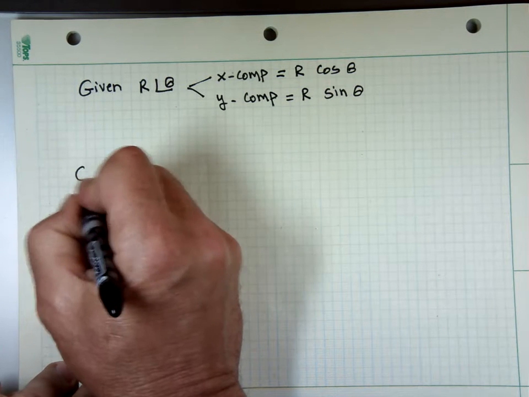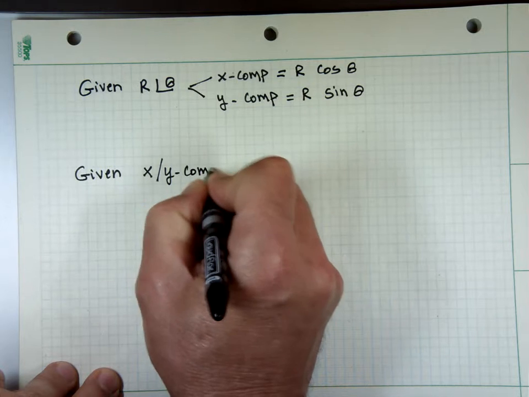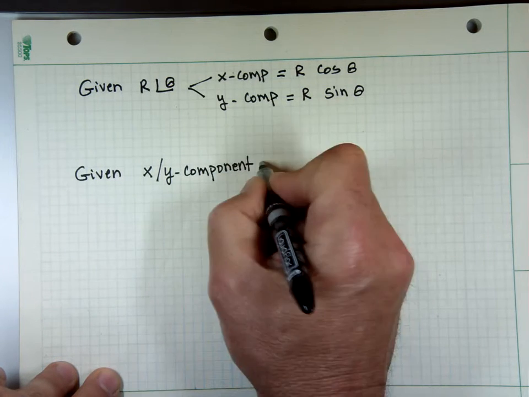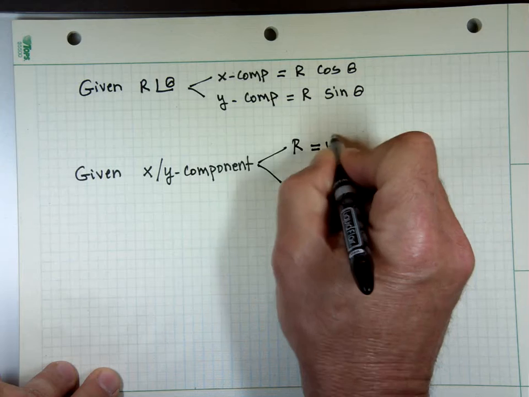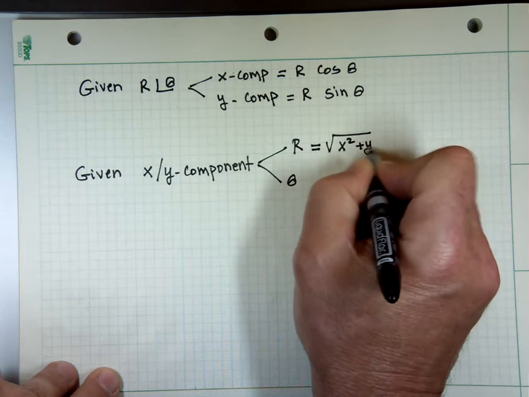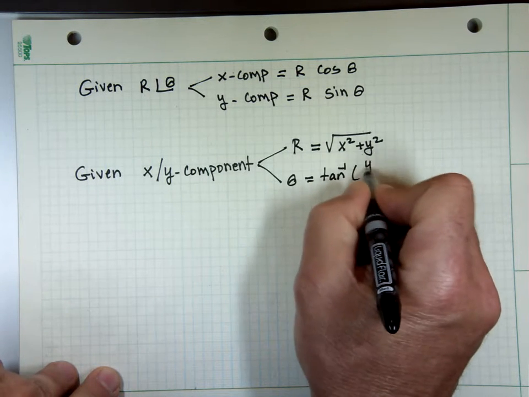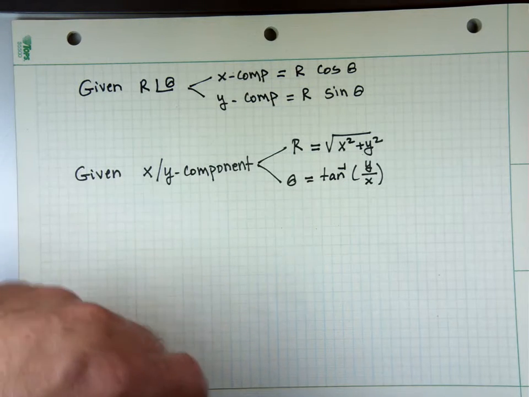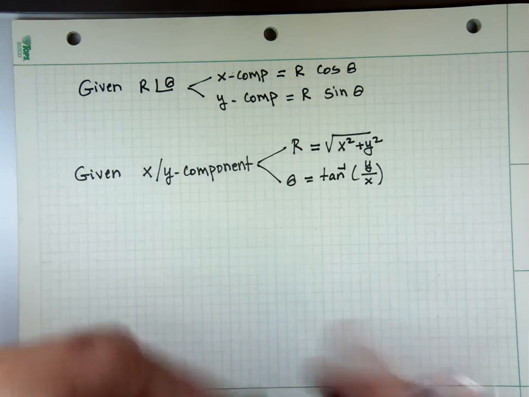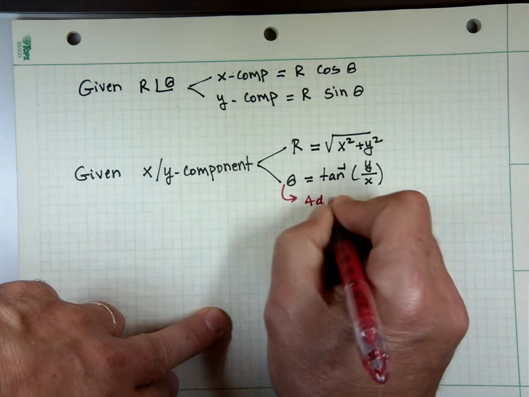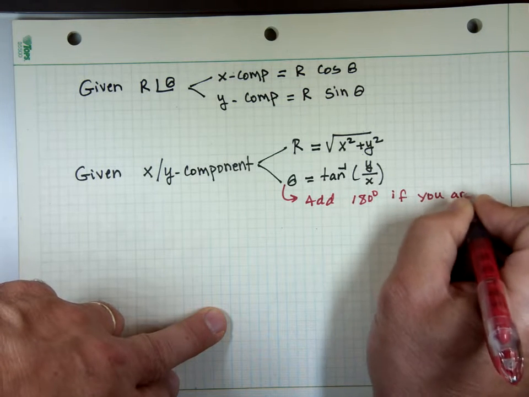If you are given the x and y components, you can find r and you can find theta. R is going to be the square root of x squared plus y squared. And theta will be the inverse tangent of y over x. The only time you have to make an adjustment to that, I'm going to put an asterisk right here: add 180 degrees if you are in the second or third quadrant.